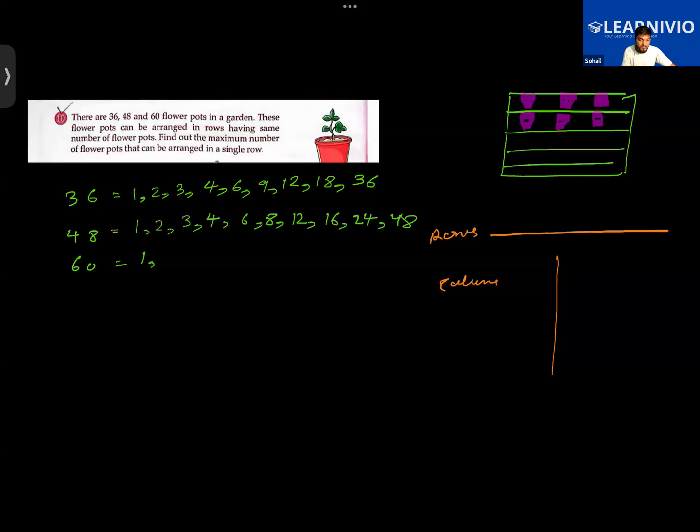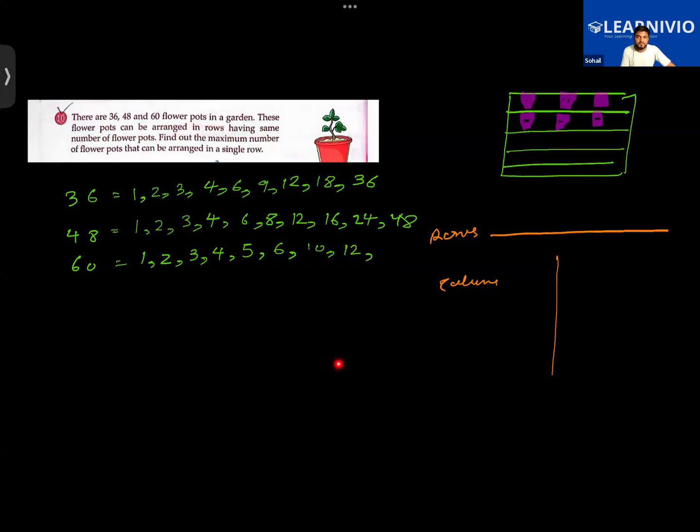For 60, 1, then 2, 3, then you forgot 4, I think. 4, 5, then 6, then 10. Read the table of 12. 12 fives are 60.